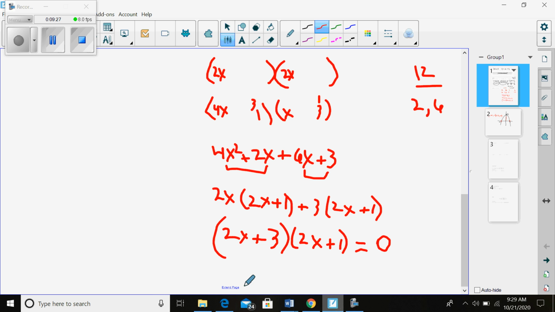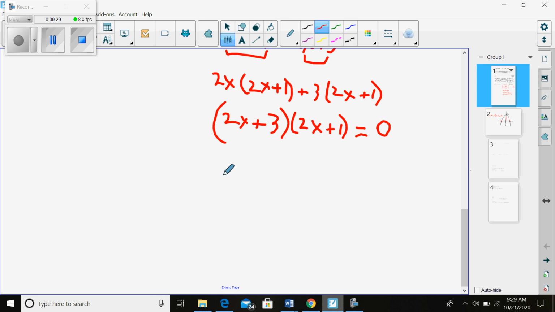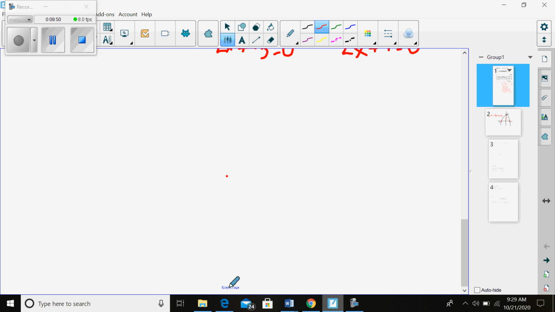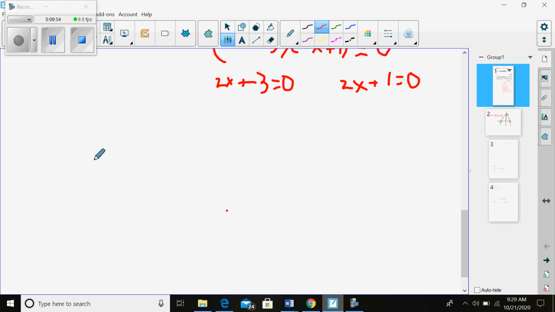All right, so some of you could probably do this in your head, but you probably need to set each factor equal to 0, and then solve. Okay, so you should get negative 3/2 and negative 1/2. Okay, so I'm going to make a big long number line here.